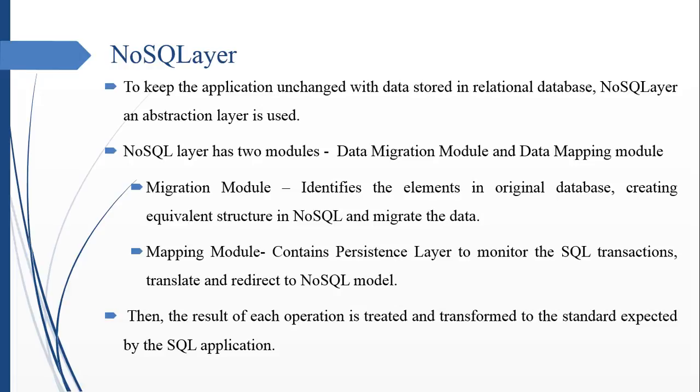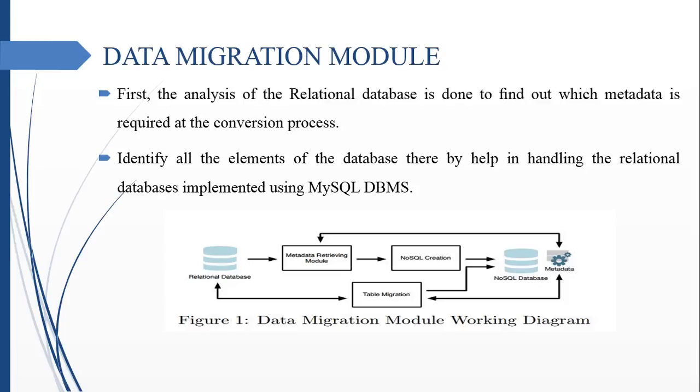The NoSQL layer has two modules. One is the data migration module, another is the data mapping module. The data migration module identifies the elements in the original database, creates equivalent structure in the NoSQL and migrates the data. The data mapping module contains a persistent layer to monitor the SQL transactions, translate and redirect to the NoSQL model. Then, the result of each operation is treated and transformed to the standard expected by the SQL application.